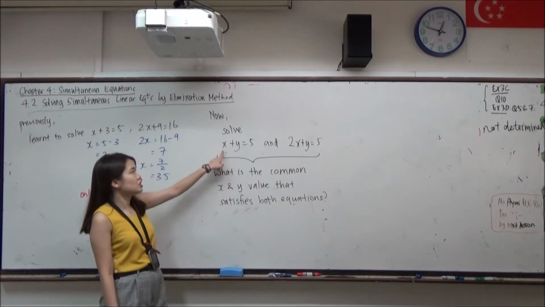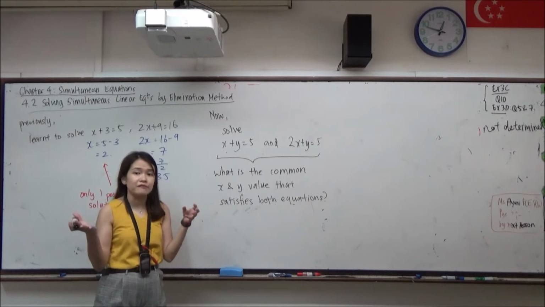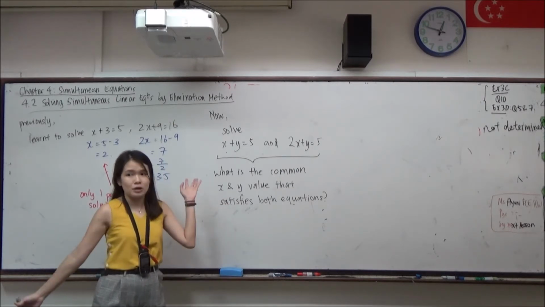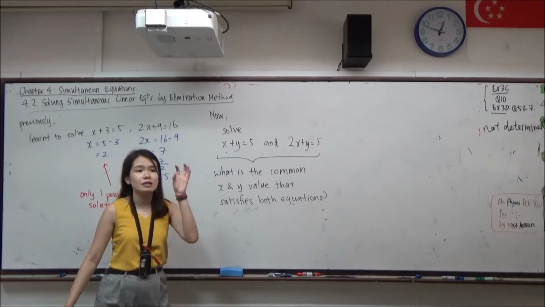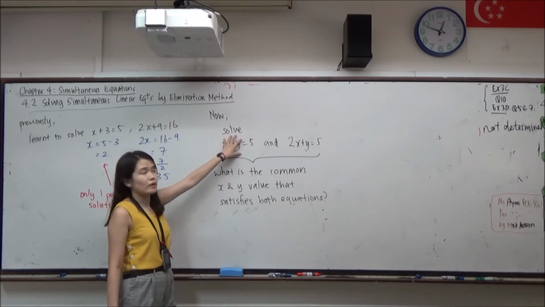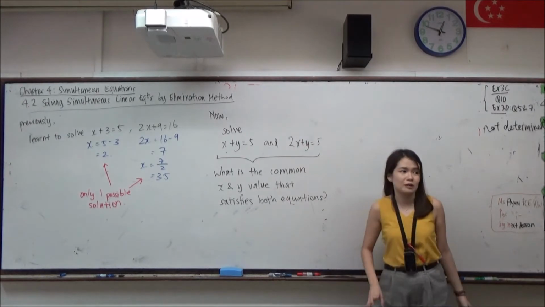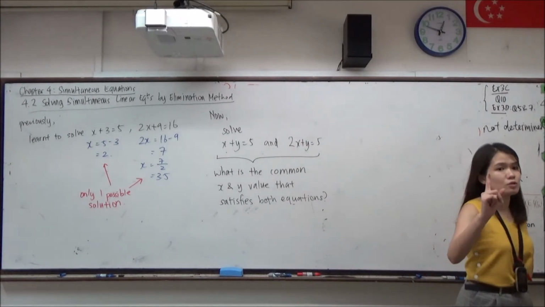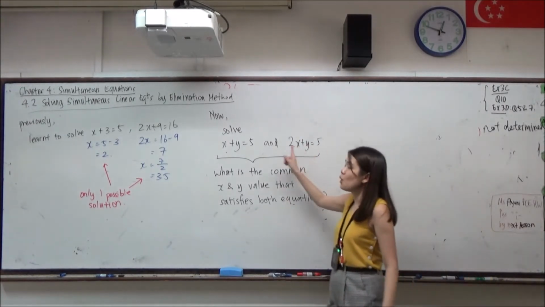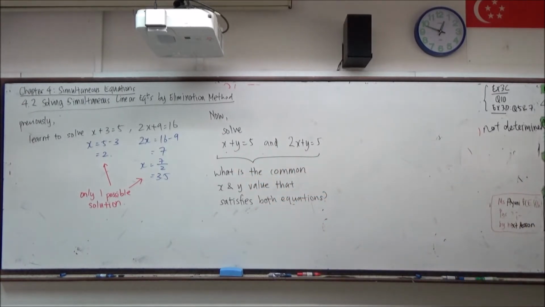As I mentioned just now, x plus y equals 5. I can have 1 and 4, 2 and 3. There are going to be many possibilities. But I want a solution that not only fulfills this equation, it also fulfills this second equation over here. So there's only going to be one solution for both of these to happen. That is the skill that we are going to acquire in this chapter.